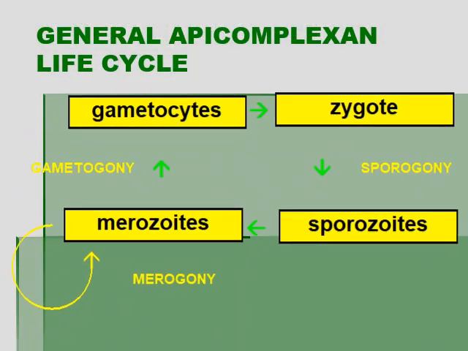This is the general life cycle for the Apicomplexan phylum. It is a very complex life cycle. It contains a sexual and asexual life cycle. Asexual by schizogony or merogony produces merozoites. Some of them will produce gametocytes, macro and microgamete by gametogony. These will unite and produce a zygote, which reproduces by sporogony and produces sporozoites.